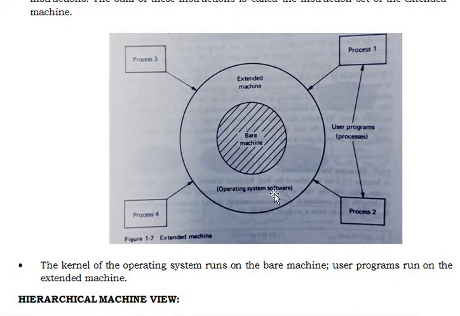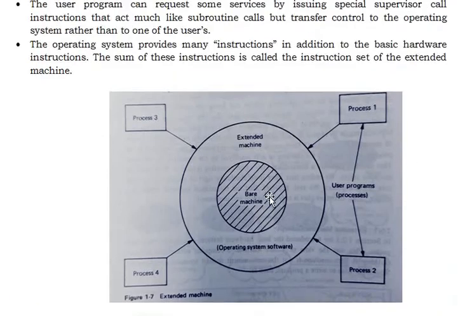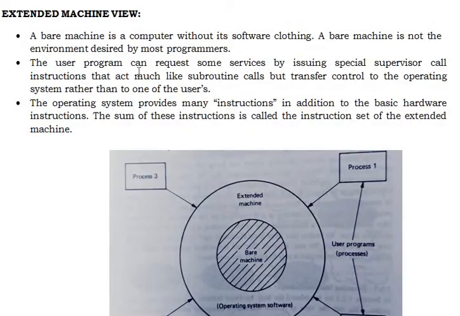That's the operating system. Can you understand what the bare machine is? The bare machine will be the kernel, which does not consist of any software. User programs run on the extended machine. Our extended machine is called the operating system software. Can you understand the extended machine view?